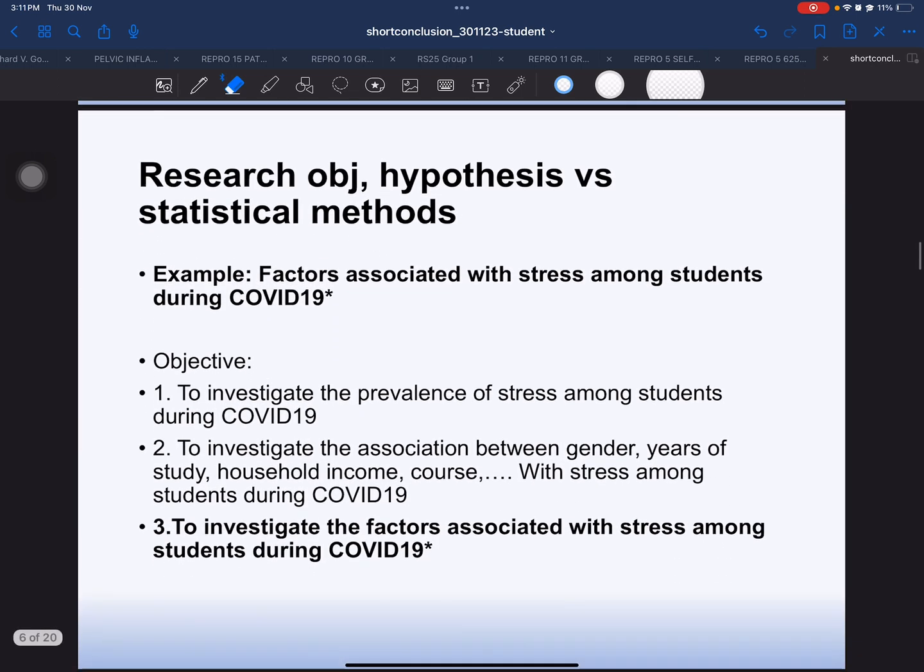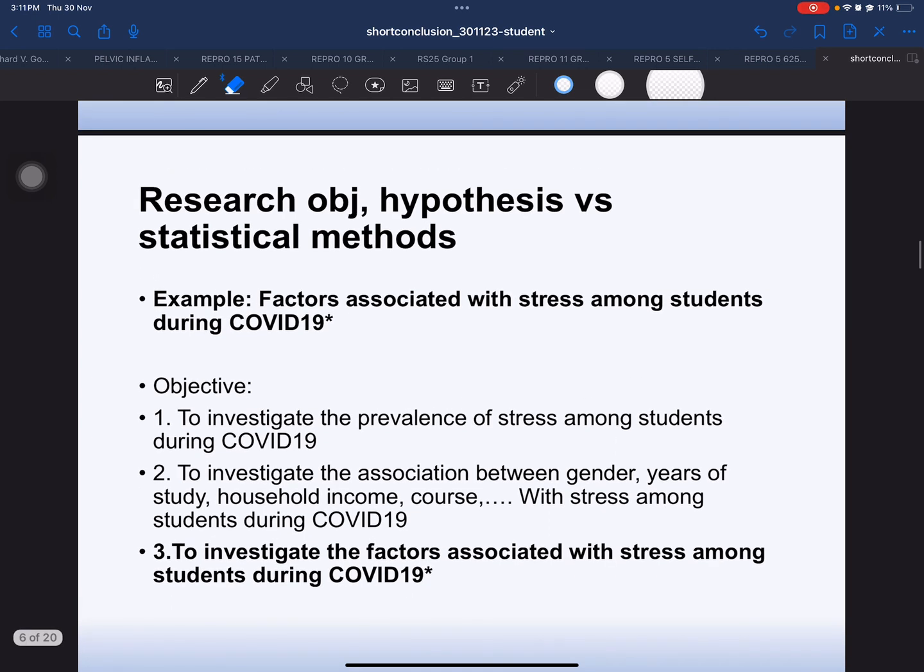Remember I just told you, which objective needs a hypothesis? The writing is very simple. For the hypothesis part, all in chapter 1, I repeat again, the hypothesis is divided into two: one is the null hypothesis, one is the alternative hypothesis. This is what you learned. The null states there is no difference between female and male in the prevalence of stress. The alternative is that there is a difference. The other way around.